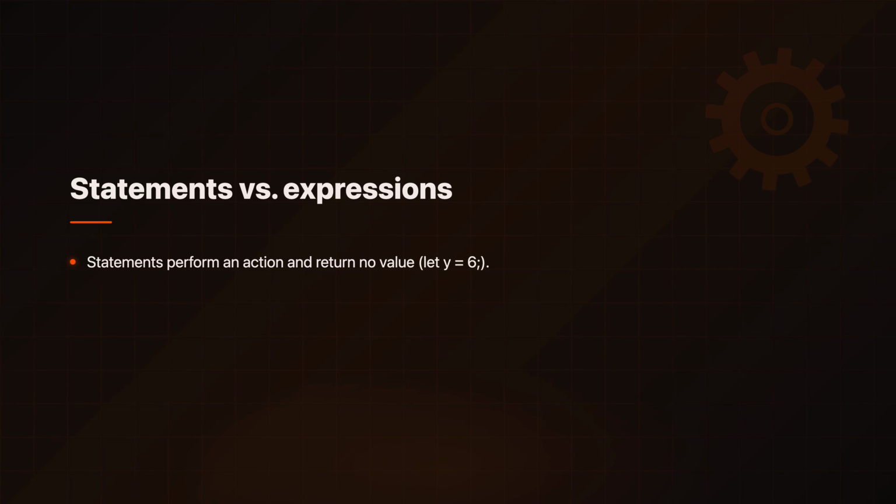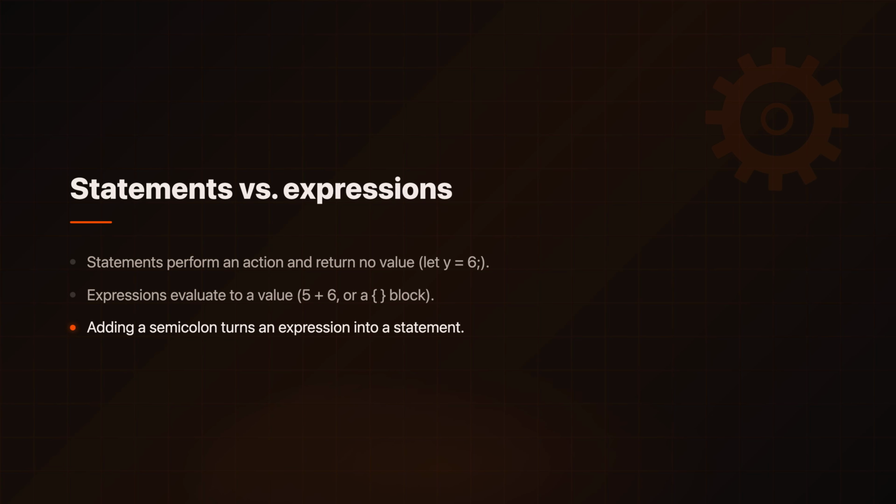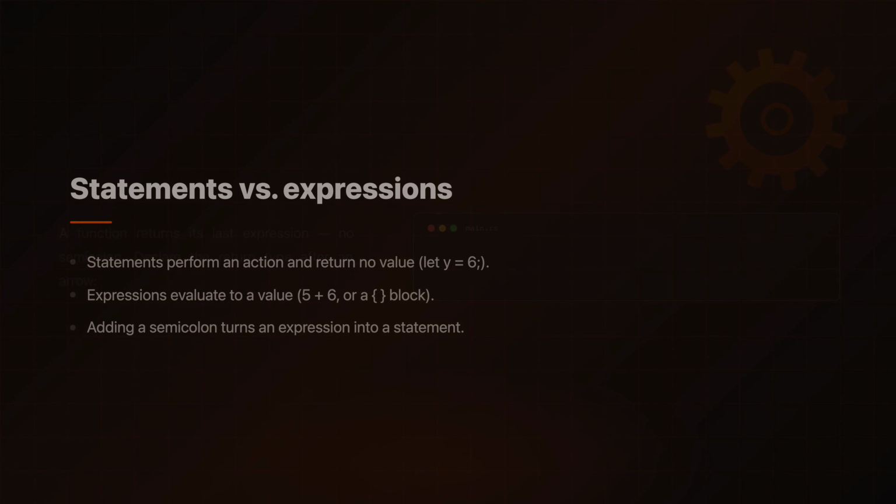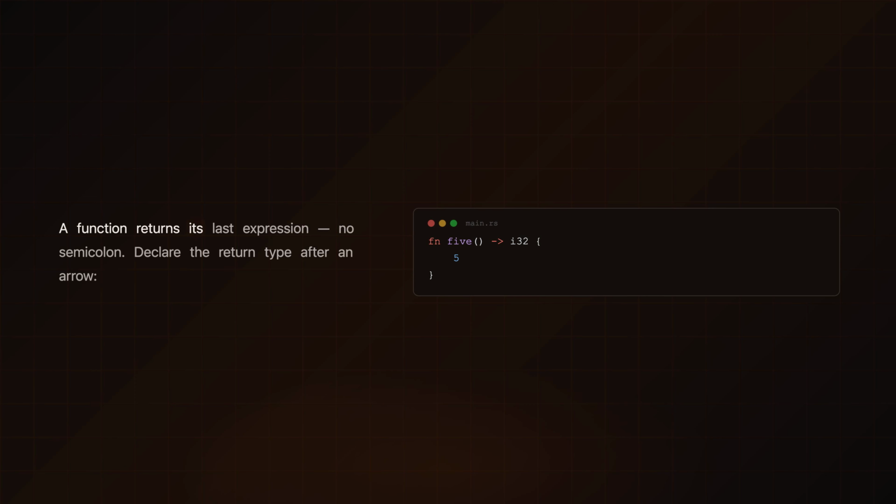Statements versus expressions. Statements perform an action and return no value. Expressions evaluate to a value. A block in curly braces is an expression, and adding a semicolon turns an expression into a statement. A function returns its last expression, with no semicolon. Declare the return type after an arrow.